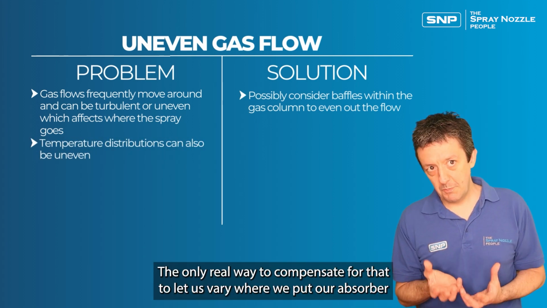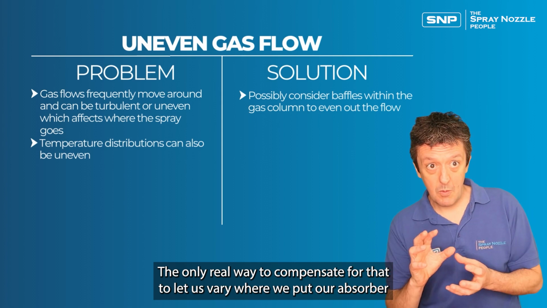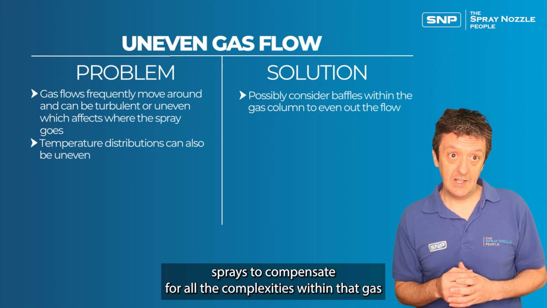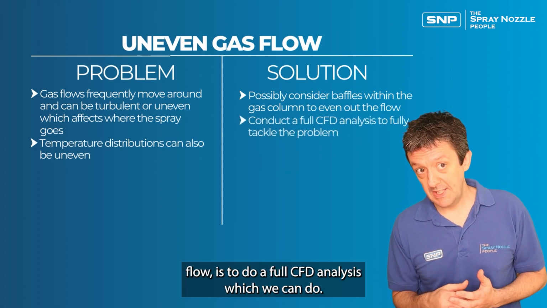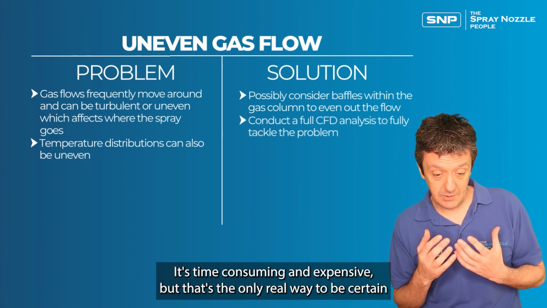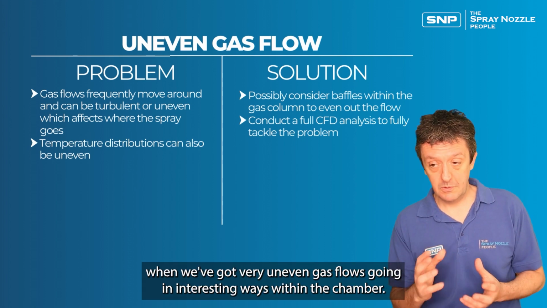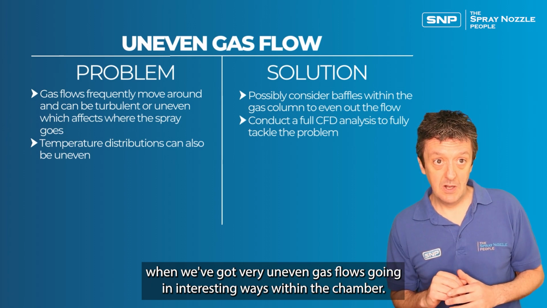And the only real way to compensate for that, to let us vary where we put our absorber sprays to compensate for all the complexities within that gas flow, is to do a full CFD analysis, which we can do. That's time consuming and expensive, but that's the only real way to be certain when we've got very uneven gas flows going in interesting ways within the chamber.